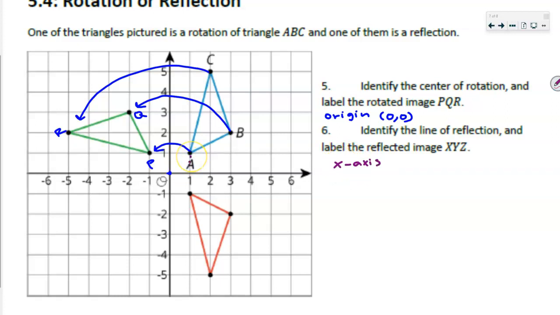A is one step away from the x-axis on the positive side, and one step away on the opposite side is going to be X. B is 2 steps away on the positive side, and so Y is going to be 2 steps away on the negative side. So X, Y, and Z over the x-axis.